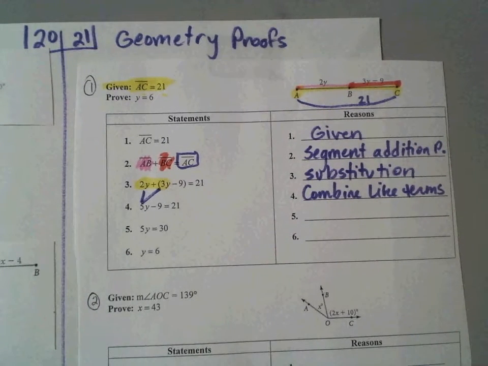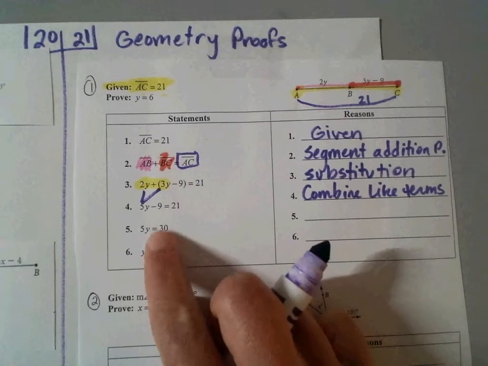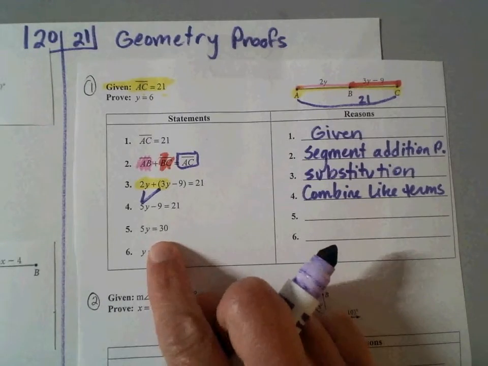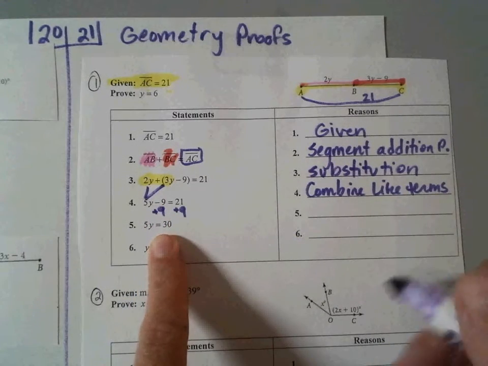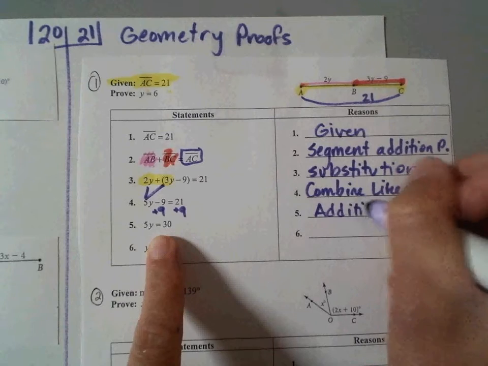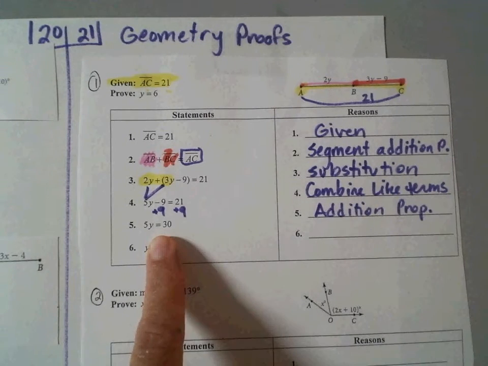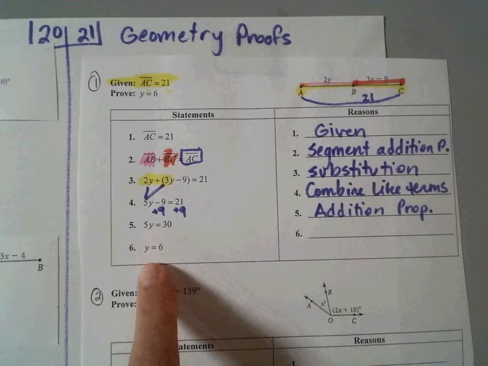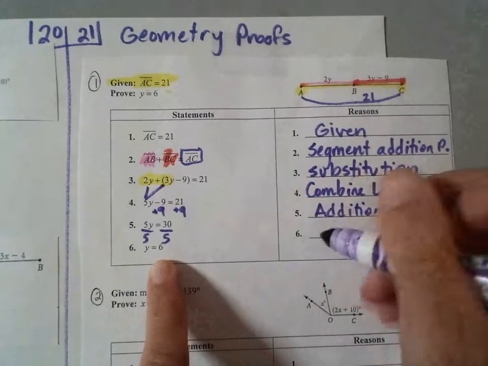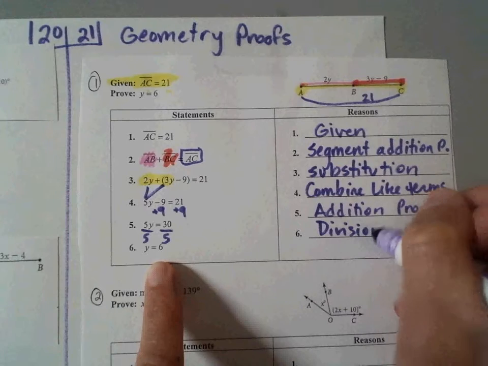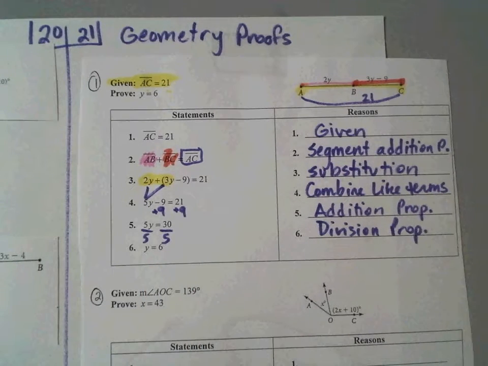Okay, so now I have 5y minus 9 equals 21. If you look at line 4 to line 5, it gives you a hint. What goes on after this? Addition. You added what to both sides? 9. So I put plus 9 and plus 9. So that's where 21 plus 9 gave us 30. So step 5 is the addition property. Okay, and then how do I go from 5y equals 30 to y equals 6? Yep, divide by 5 on both sides. So 30 divided by 5 is 6, so this is the division property. All right, cool. So that's how you make your own little geometric proof.